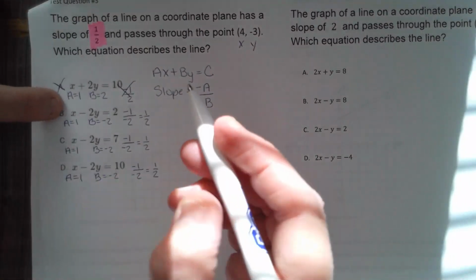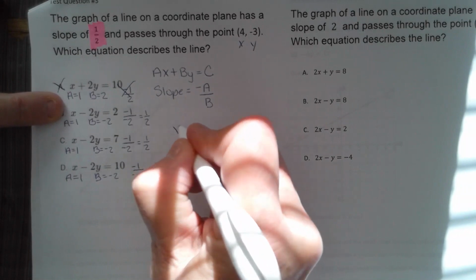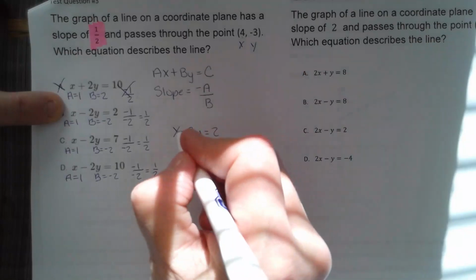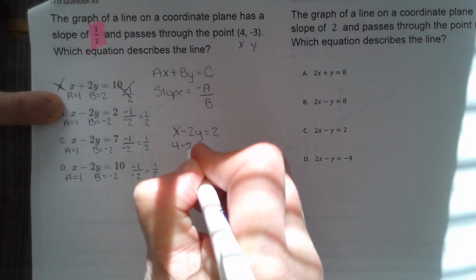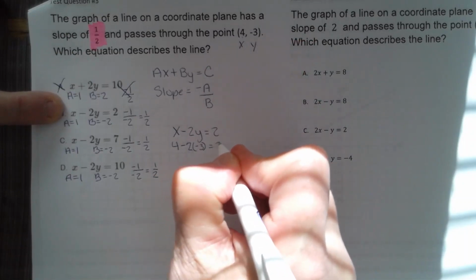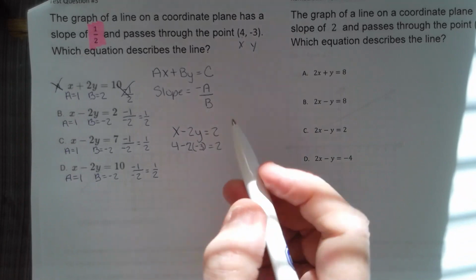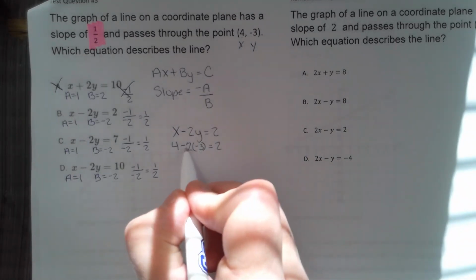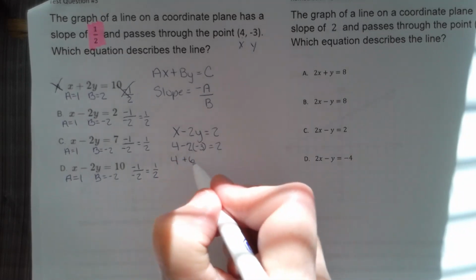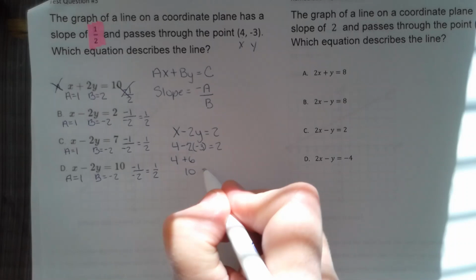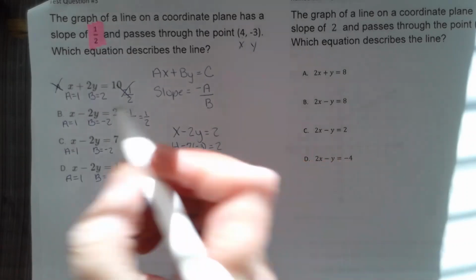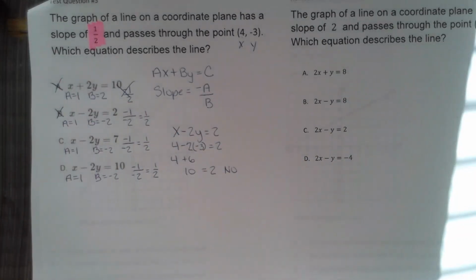So let's do B. We've got x minus 2y equals 2. I'm going to plug in 4 for x, minus 2 blank. I'm going to plug in -3 for y, equals 2. And now I'm going to simplify this side. So this is 4, and a -2 times a -3 is a +6. And 4 plus 6 is 10. Notice the other side is 2. Does 10 equal 2? No, it does not. So B cannot be an answer.